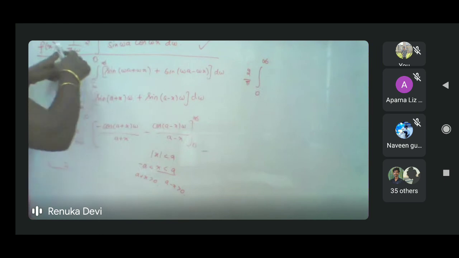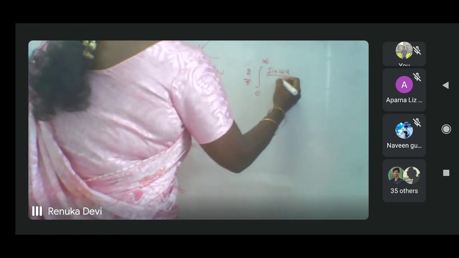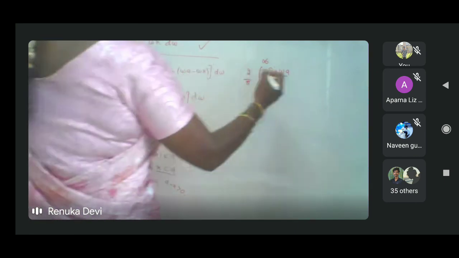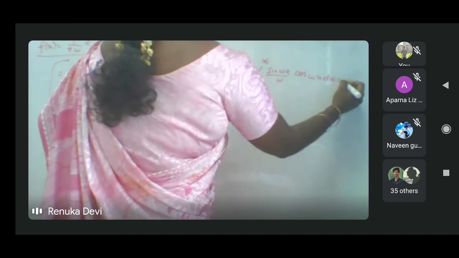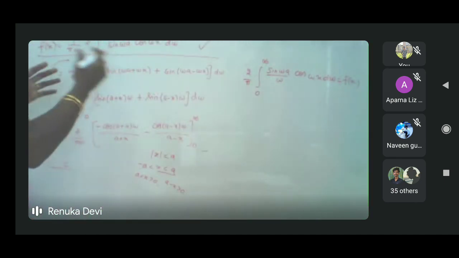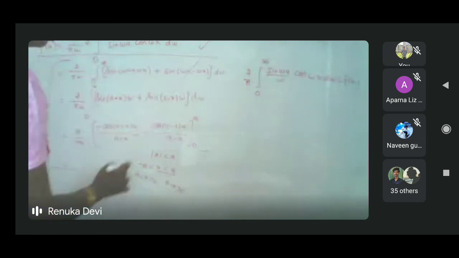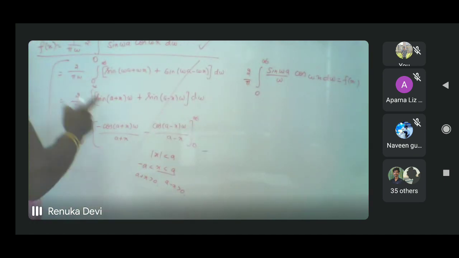So from this, I can write 2 by pi, the integral from 0 to infinity. I bring this w inside the bracket, so sine wa by w into cos of wx dw equals f of x. I bring the right hand side over and interchange the value, that's all. So if you write it, it is not a problem, but it is not necessary.